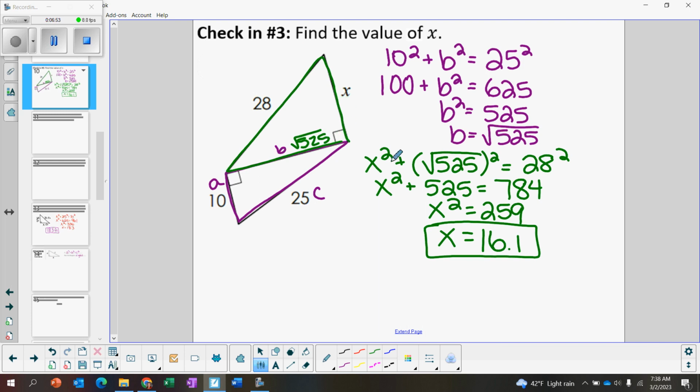28 is my C, so it's x squared plus square root of 525 squared plus 28 squared. And the really nice thing that happens is the square root symbol cancels out when I square it. So we get x squared plus 525 equals 784. Subtract the 525, x squared is 69, and x is 16.1. All right, we'll do some more later involving squaring when we have a square root.